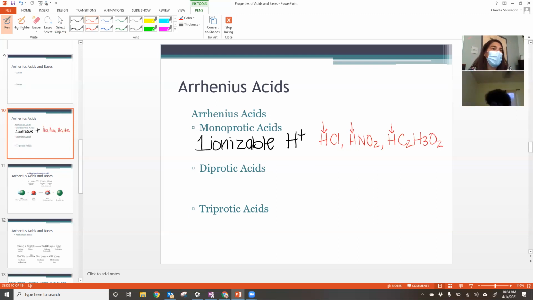So diprotic acids, what do you think it means? Nailed it. 2 ionizable hydrogens. So in English, what does that mean? It can lose 2 hydrogens. Very good, Mai. It can lose 2 hydrogens.